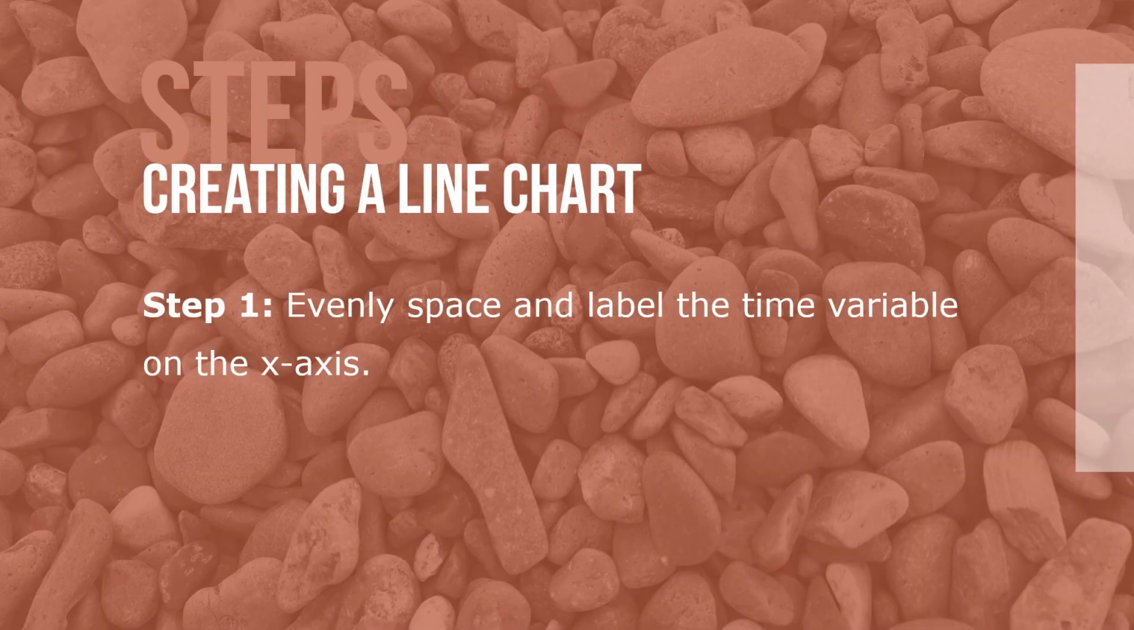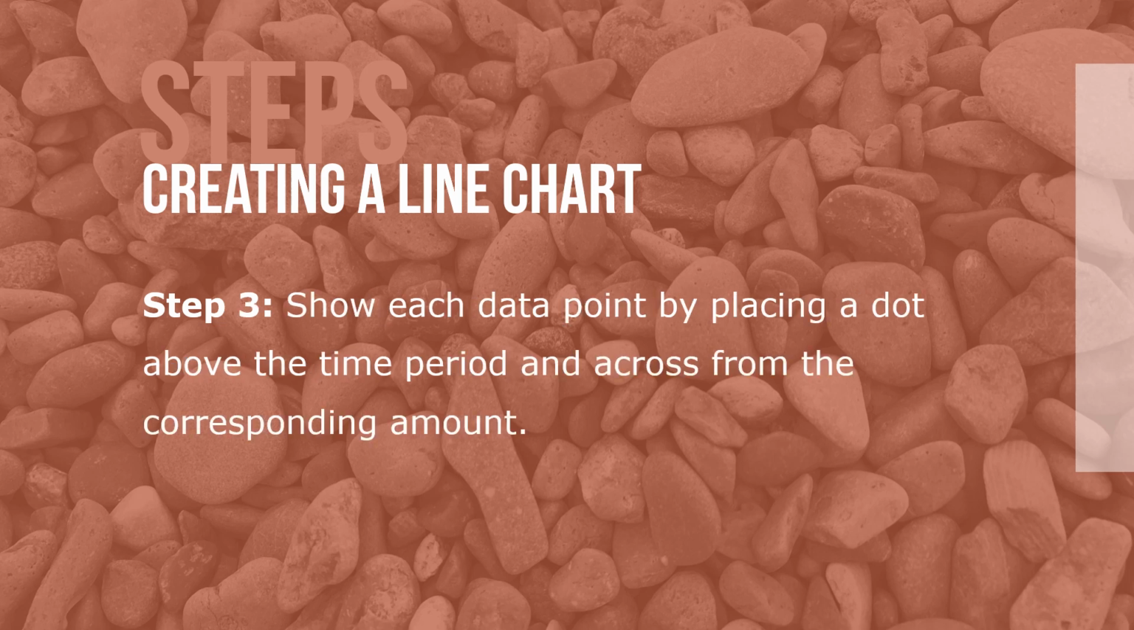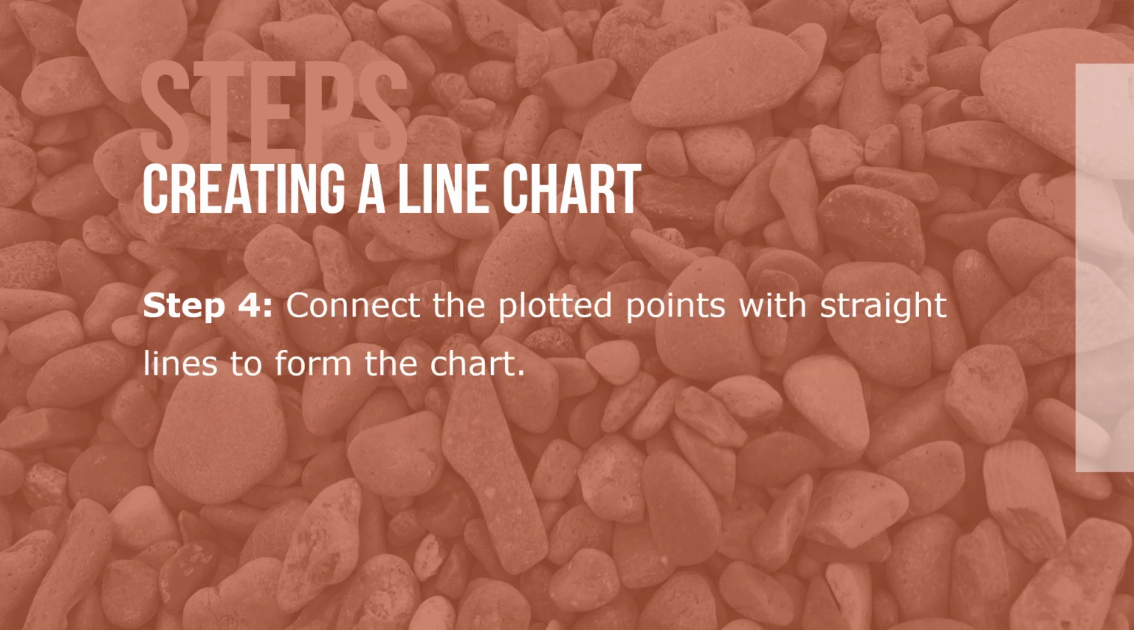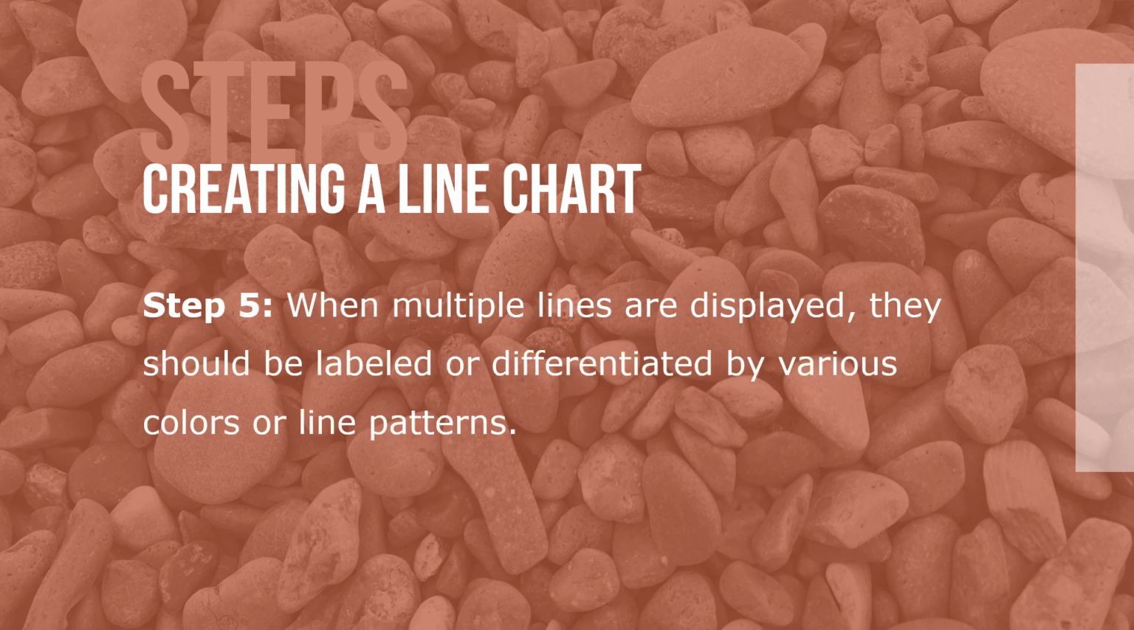Here are the steps to creating a line chart. Step 1. Evenly space and label the time variable on the x-axis. Step 2. Evenly space and label the amount variable on the y-axis. Step 3. Show each data point by placing a dot above the time period and across from the corresponding amount. Step 4. Connect the plotted points with straight lines from the chart. And finally, Step 5. When multiple lines are displayed, they should be labeled or differentiated by various colors or line patterns.